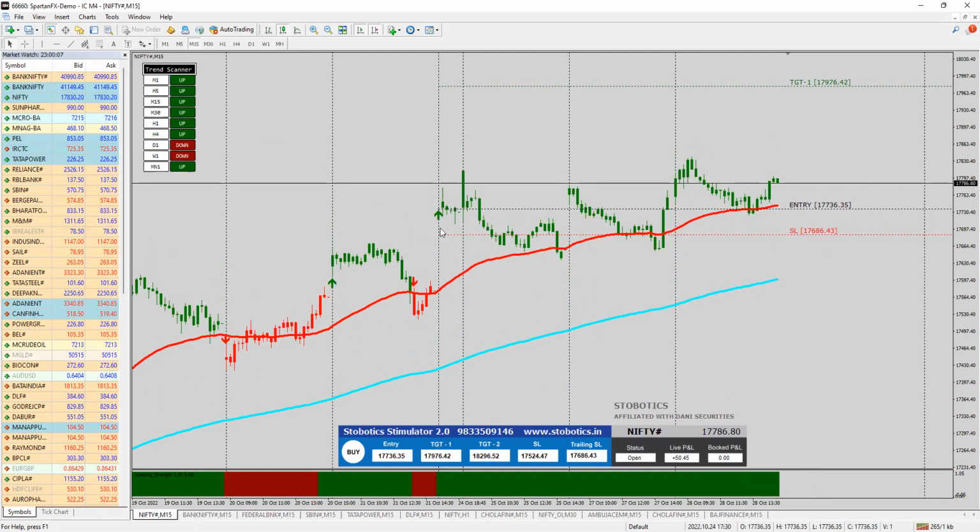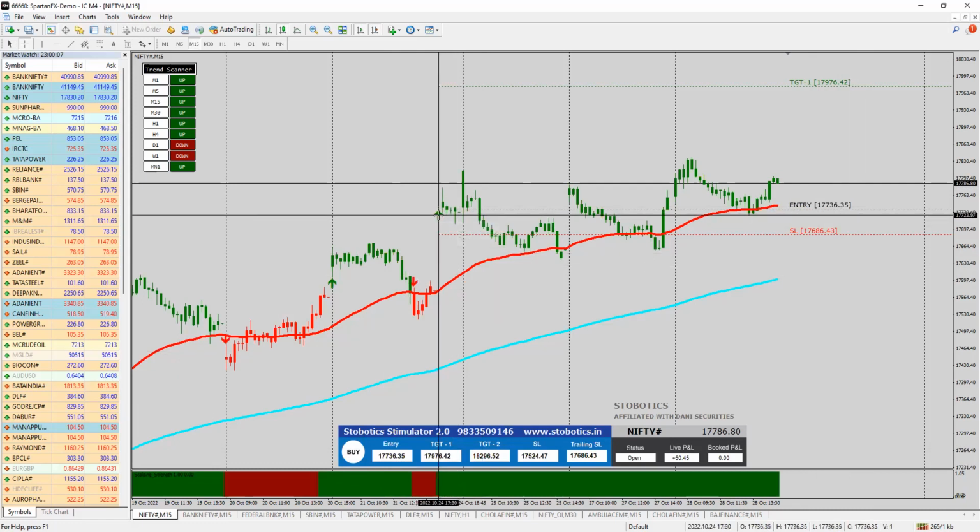Okay, so now if you see a recent trade that we took just a few days back, which is on the Nifty buy side. Okay, now you see over here. This is a Nifty buy position, which was given an entry of 17,736. This was the entry price. Here you can read it. Okay. And also at the bottom you can read it.